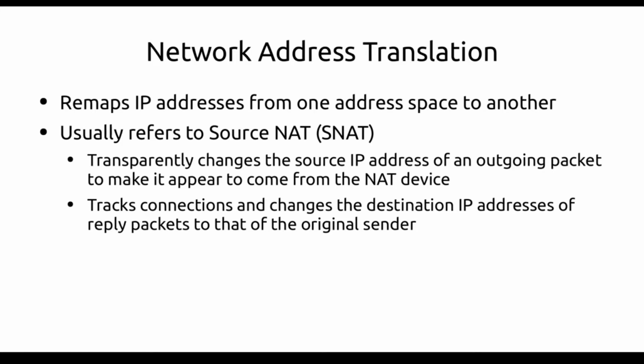So the idea of network address translation is it enables us to remap an IP address from one address space to another address space. Used by itself, NAT typically refers to source NAT, which is sometimes abbreviated SNAT for explicitness. What source NAT does is it transparently changes the source IP address of an outgoing packet to make it appear as though it's coming from the NAT device, and it tracks the connections associated with that outgoing packet and changes the destination IP addresses of any reply packets received to the address of the original sender.